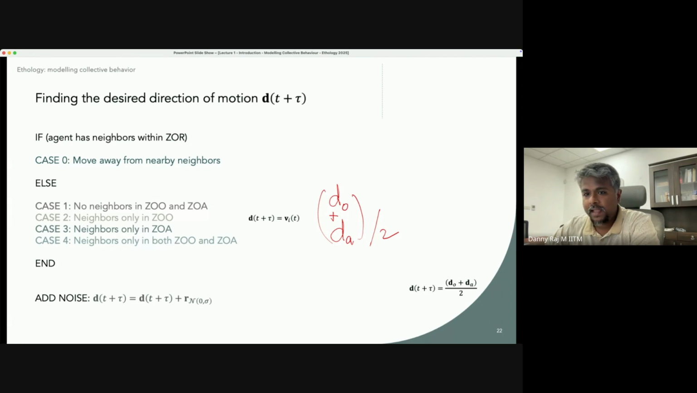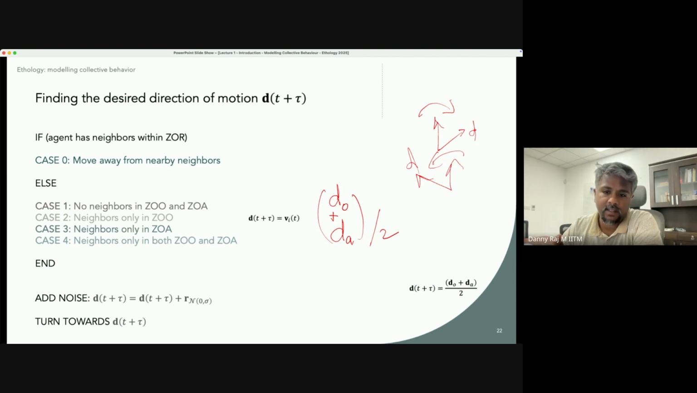When you do that, and then after you do all of this, you add some noise just to bring in the aspect that an agent is unable to make non-erroneous estimates of what it wants to do. See, at the end of the day, it's an organism trying to figure out what it wants to do. There'll be error in what it does, right? And then once you identify D, what do you do? Going back to how we started, you turn towards D. So if this is your angle and this is your D, you do a clockwise rotation. If this is your heading and this is your D, you do an anti-clockwise rotation. As simple as that. All right.